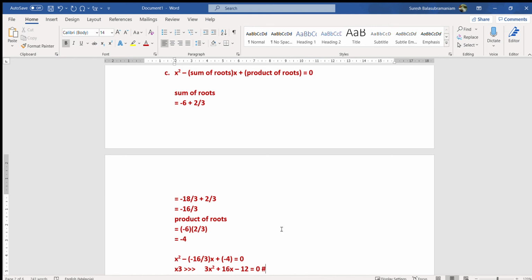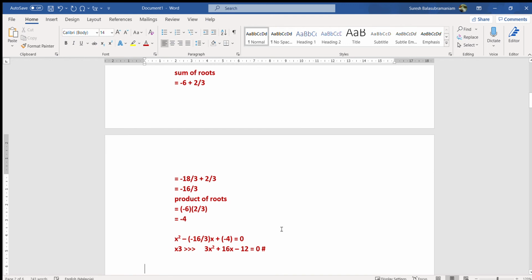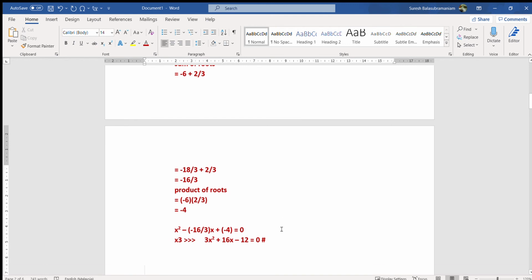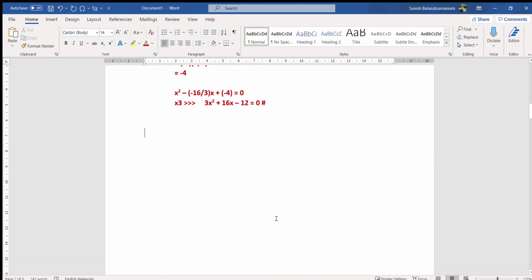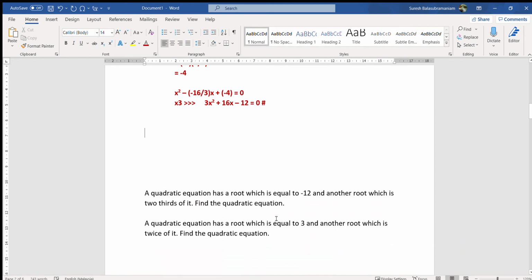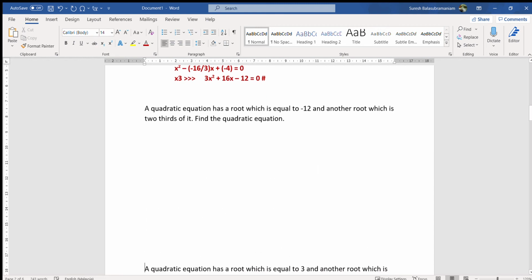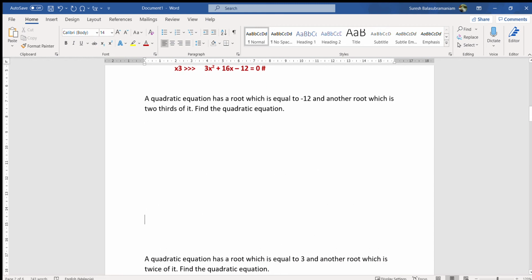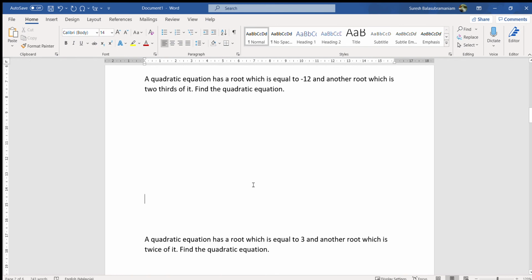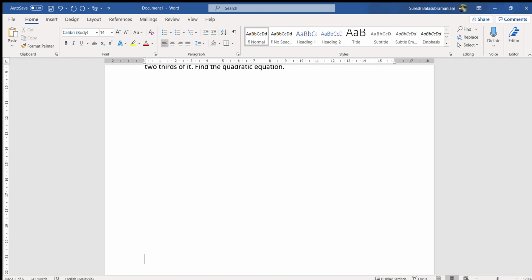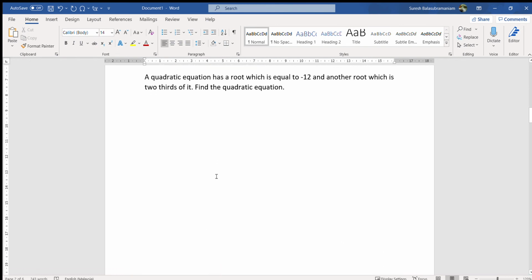Okay, so moving on to the next question. I'll push this question down further. Okay, we'll do the second question. A quadratic equation has a root which is equal to negative 12 and another root which is 2/3 of it. Find the quadratic equation.